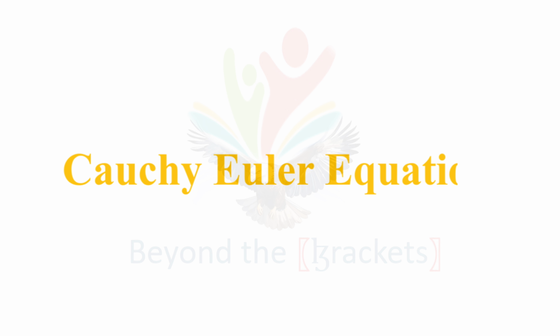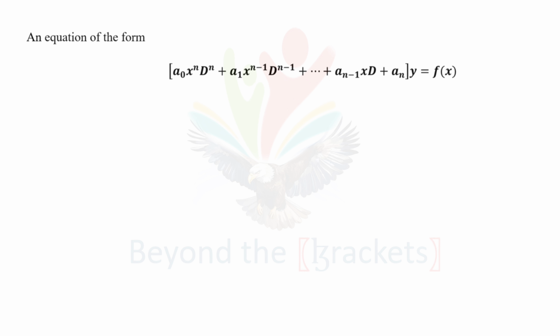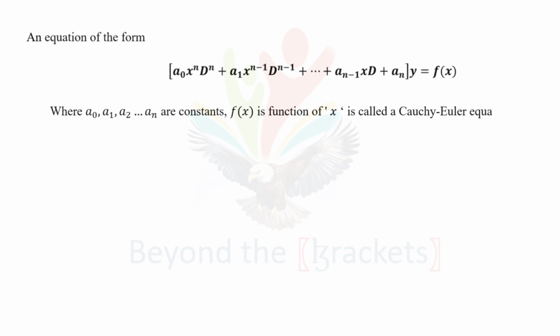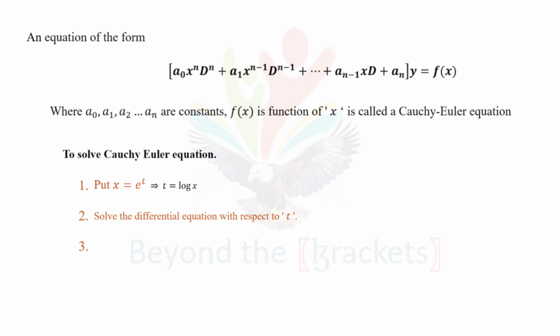In today's lecture, we'll study the Cauchy Euler equation. An equation of this form, where the a_i's are constants and f(x) is a function of x, is called a Cauchy Euler equation. To solve this, we follow three steps. First, we put x equal to e power t, then we solve the differential equation with respect to t, and we replace t by log x.